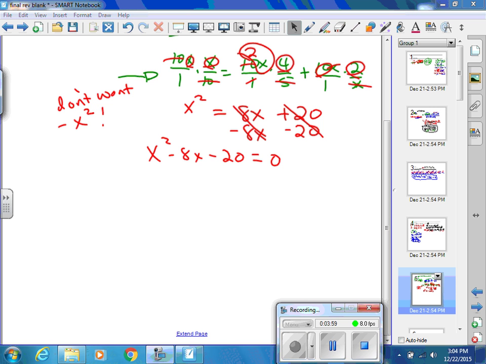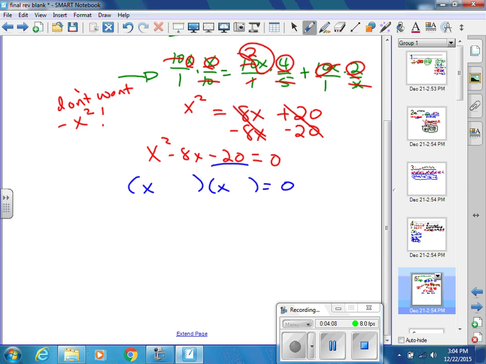Okay, so let's go ahead and factor this. So I know I got an x and an x, equals 0. If you remember my factoring rules from the beginning, if this is a minus, I know one's a plus, one's a minus. What multiplies to get 20? Well, we got 4 and 5.